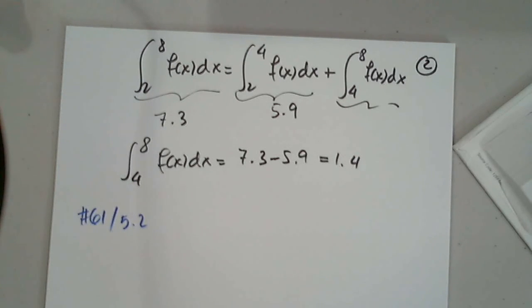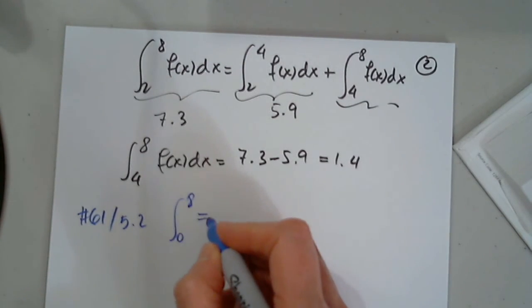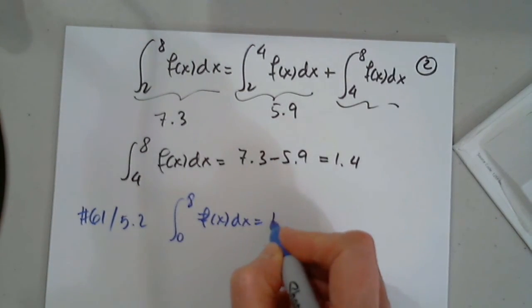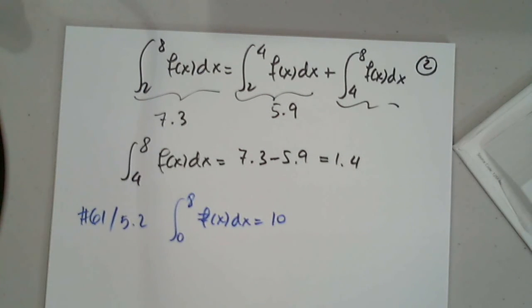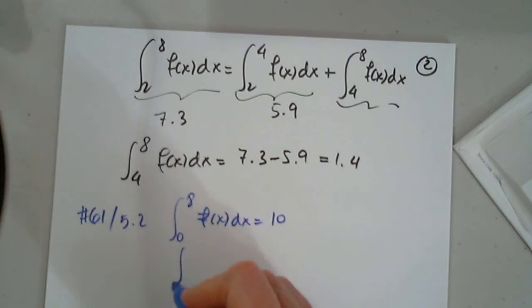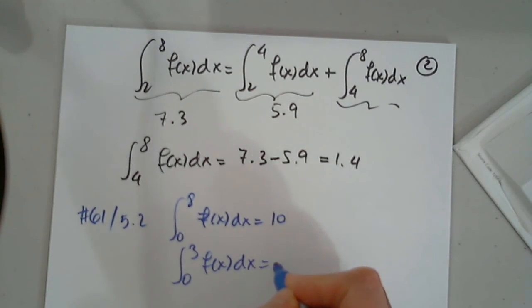Let's see what we have here. 1, 2, 3, 4, 5, 6, 7, 8, maybe 9, 10, 11, 12, 13, 13 and a half, maybe 14 with this. 14 minus 4, I'm going to say roughly the integral from 0 to 8 of f of x dx, I estimate it to be 10. Okay, now they want the integral from 0 to 3. The integral from 0 to 3, I estimated it to be negative 4.